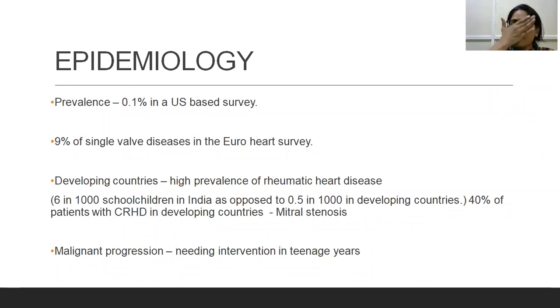Among patients who have rheumatic heart disease in India, a minimum of 40 to 60% of patients were found to have mitral stenosis. So the disease is said to have malignant progression, frequently needing intervention in the teenage years itself. Okay.